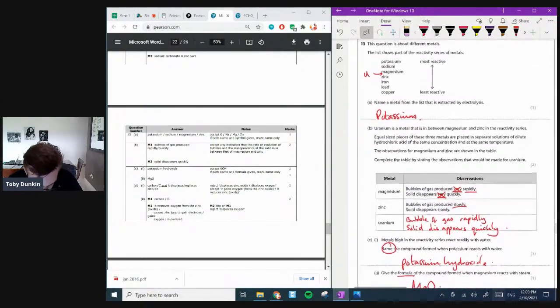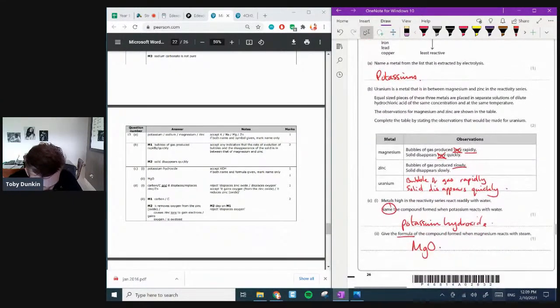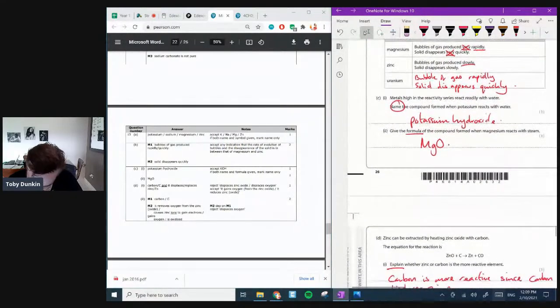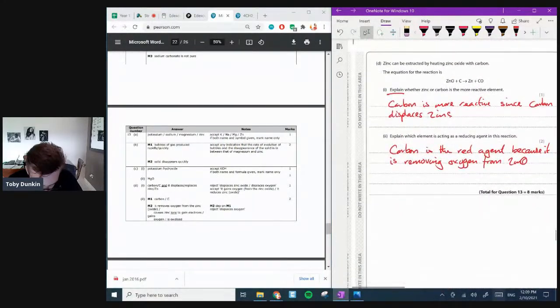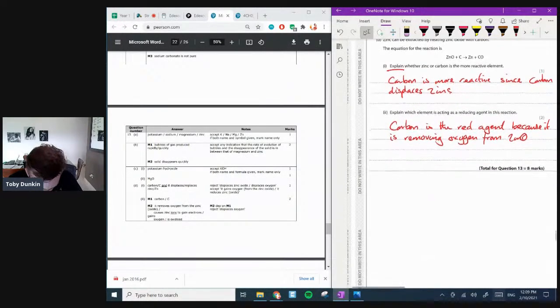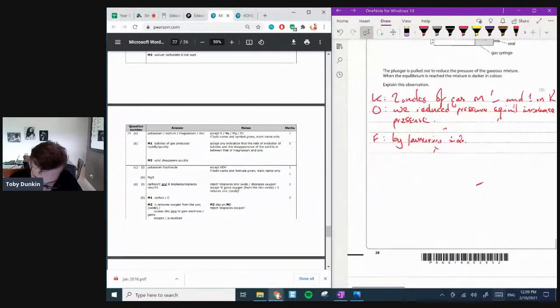Potassium. Bubbles rapidly or quickly. Solid disappears quickly. Sodium hydroxide. Magnesium hydroxide. More reactive. Displaces it. Removes oxygen. I like it.